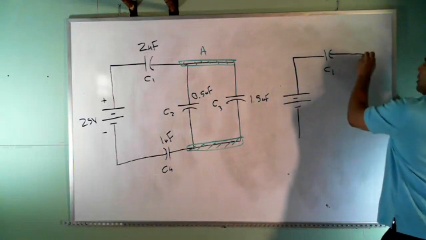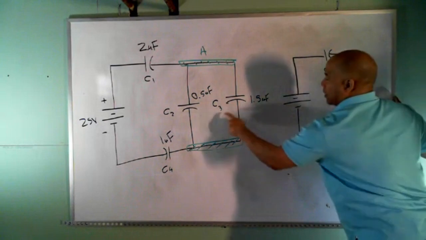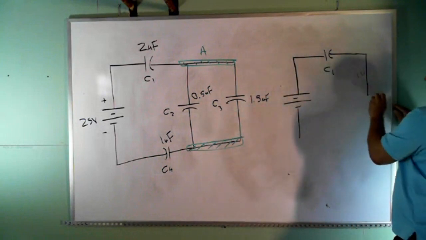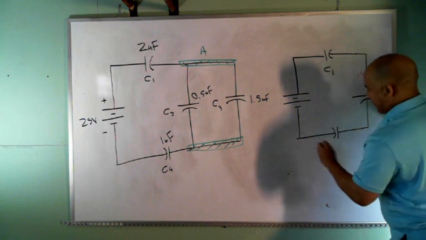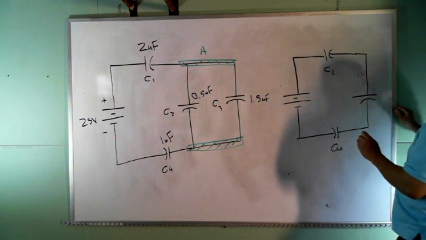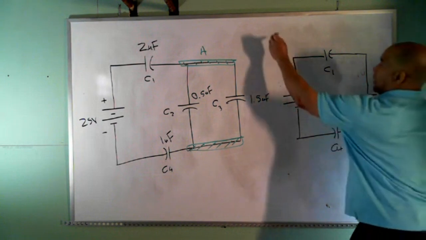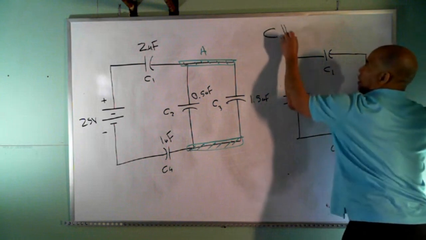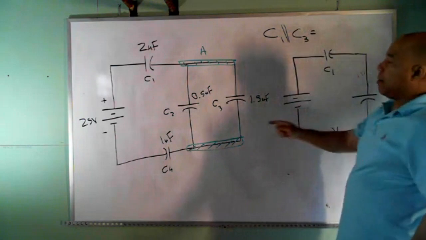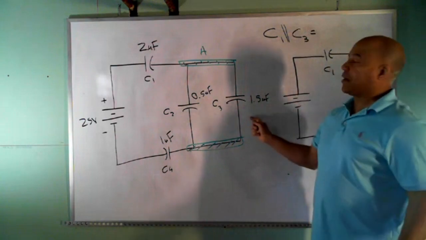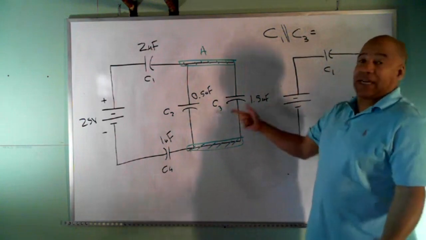That's C1. Now these two I'm going to combine into one capacitor. And then you got C4. This one right here is C1 in parallel with C3. But remember, parallel capacitors act like resistors in series, so I'm just going to add them up.